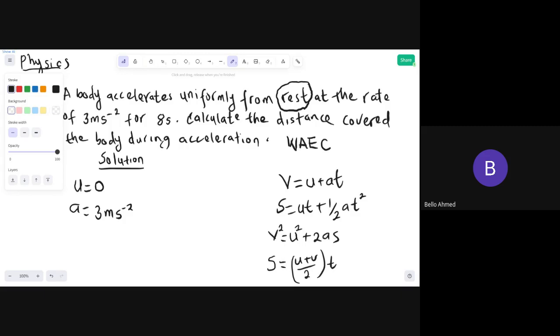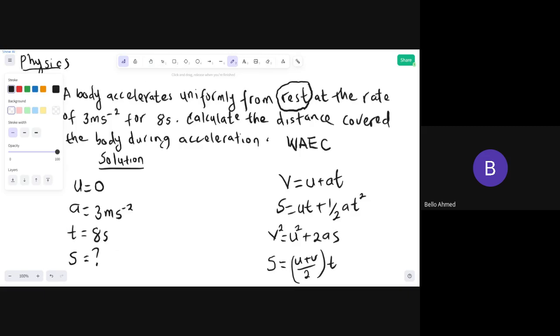Once you have done that, you continue: for 8 seconds. That is your time. So my time is 8 seconds, like this. After you have done that, you are not done with the question actually. The question says, calculate the distance covered. What symbol do we use to represent the distance covered? We use S to represent the distance covered. So you are going to say S. The question says calculate the distance.